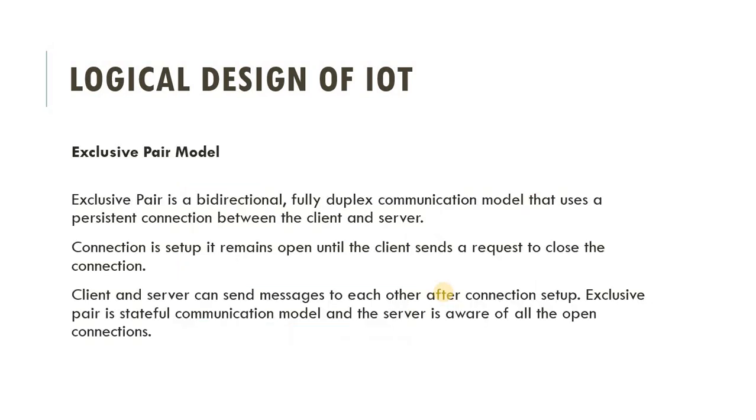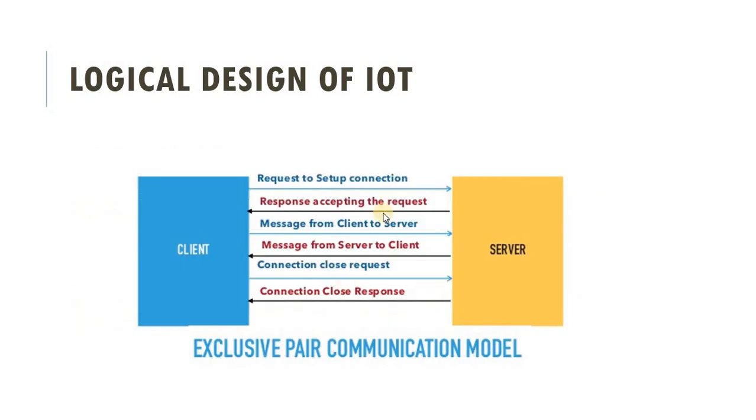And the last is the exclusive pair model. The exclusive pair model is a bidirectional, full duplex communication model. So what happens? This is a client and this is a server. The client sends a request for the connection setup. Now the server accepts the request. Now in the exclusive pair model, this is a full duplex model, meaning both can communicate. Like the client can send a request to the server and the server can also send a request to the client. So they both can communicate with each other simultaneously. So this is why it is called the exclusive pair model.